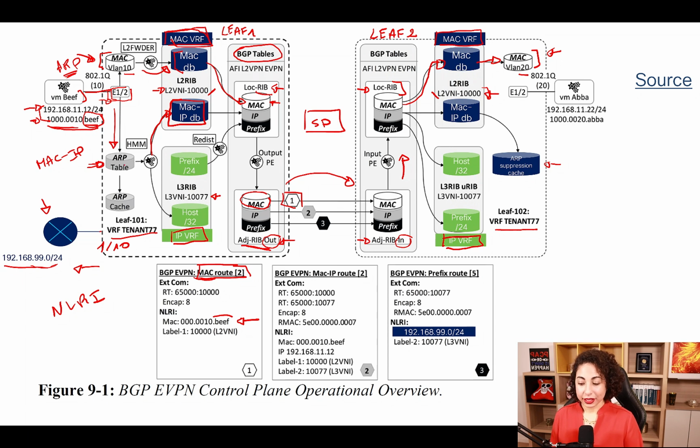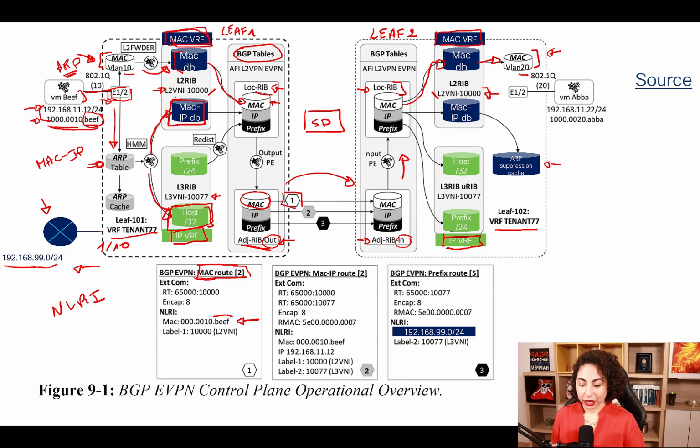In parallel, the IP address will also be installed into our IPVRF as a host, so /32. This is why when we do show IP route for our specific VRF, we see the /32 entries. So when it comes to the installation into the IPVRF, the journey stops really here. We don't go further, but we still need to propagate the information to the remote leaves.